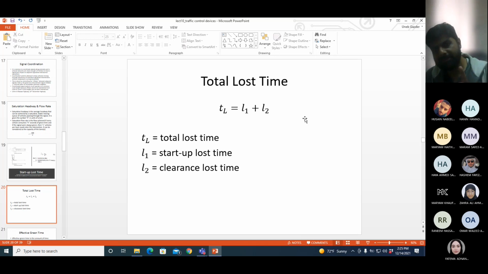In one phase, now remember phase means the complete time given for a movement, you have 2 types of lost times. Let's say the total lost time in one phase is TL. So TL comprises 2 items. One is the startup lost time, L1, which we already discussed. The other one is L2, the clearance lost time. Clearance lost time is the time when all signals were red. So this is also part of lost time. One phase has 2 types of lost time, clearance and startup. Clearance means all red and startup is the extra headways.